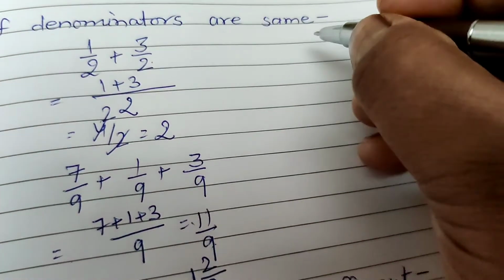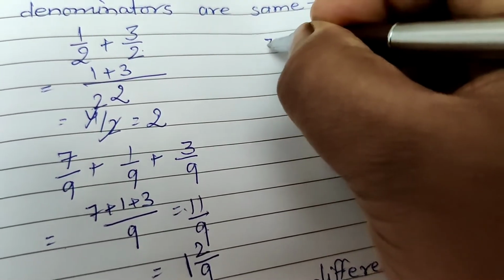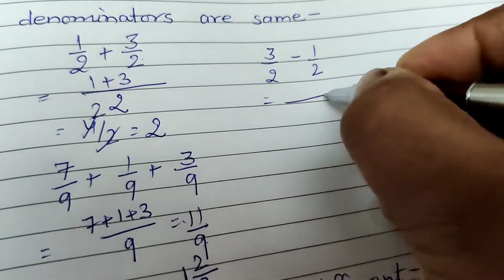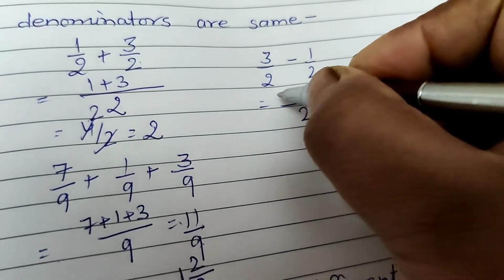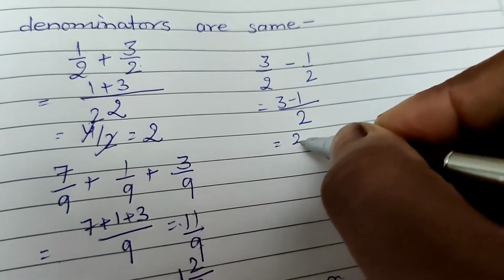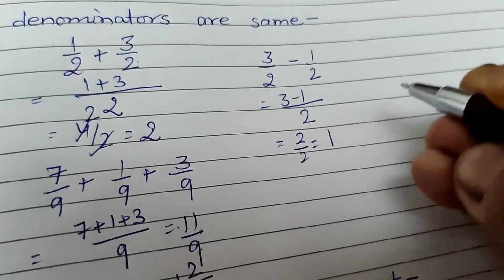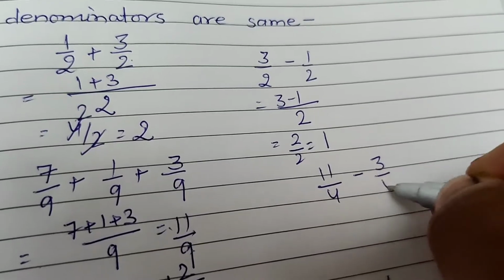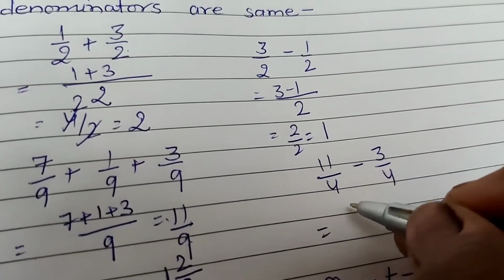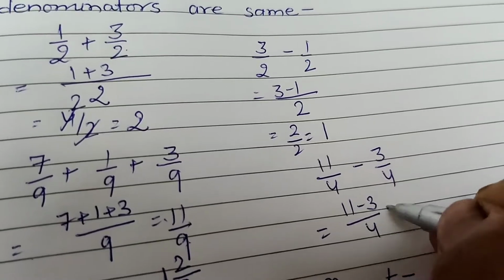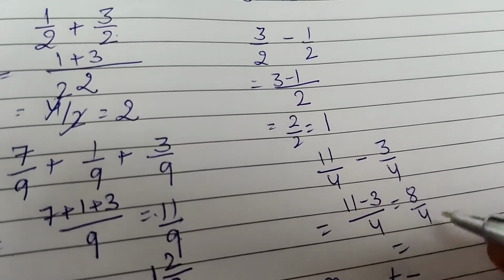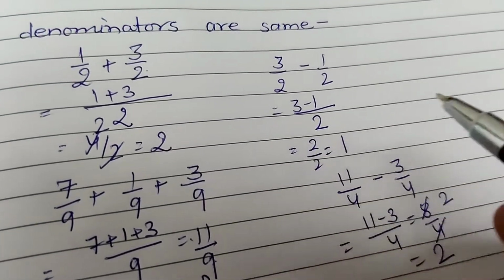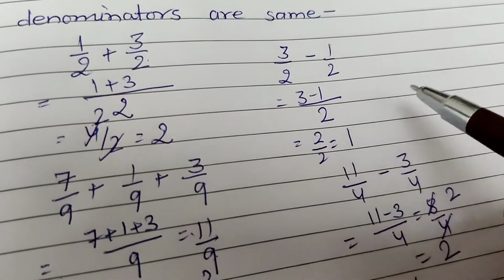The process of subtraction is the same. Suppose 3 by 2 minus 1 by 2. Simply subtract: take 2 as the denominator and 3 minus 1 in the numerator. 2 by 2 equals 1. Then 11 by 4 minus 3 by 4. You can simply do 11 minus 3, 8 by 4. You will get the answer 2. So you can subtract and add fractions easily when the denominators are the same.